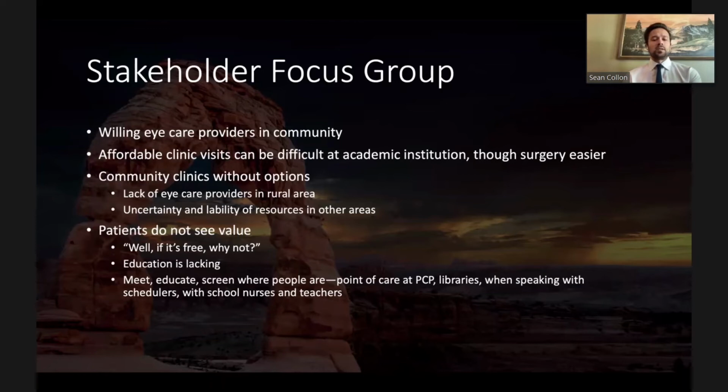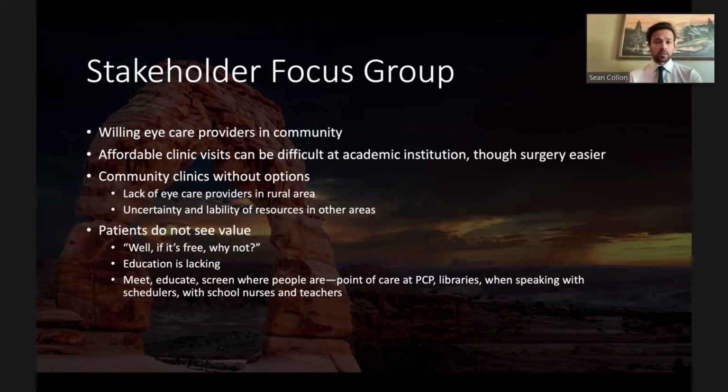And a few things came up. First of all, we have many willing eye care providers in the community. One of the respondents stated that he was willing and able to see anyone who came through his door, regardless of their ability to pay. And also that he knew that other providers in his area were also equipped to do that.